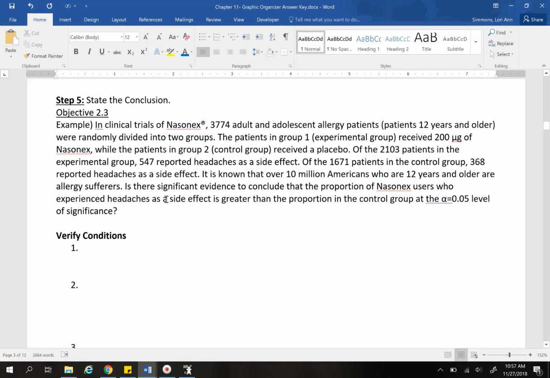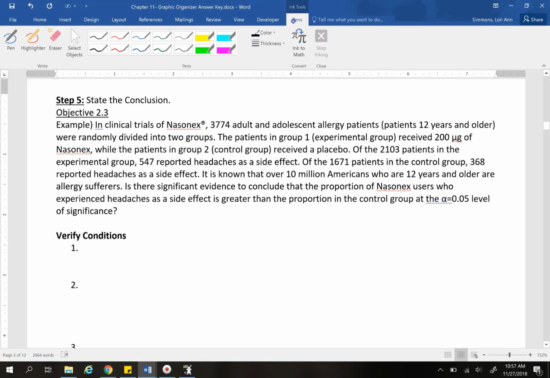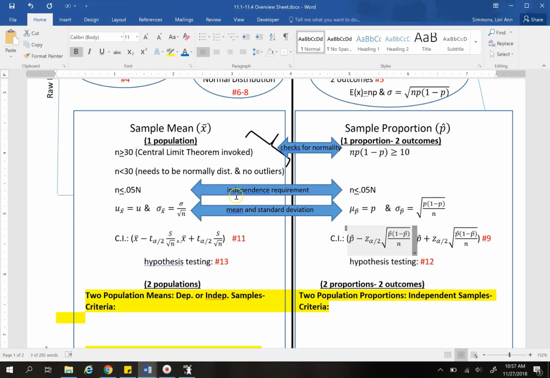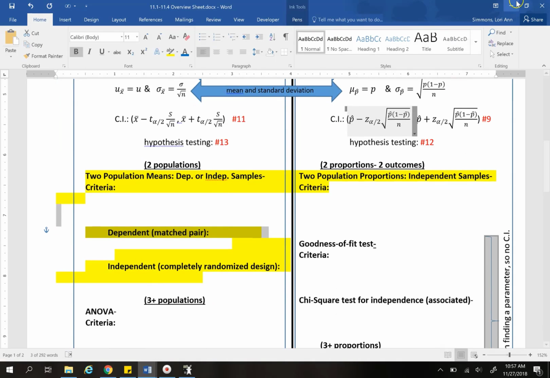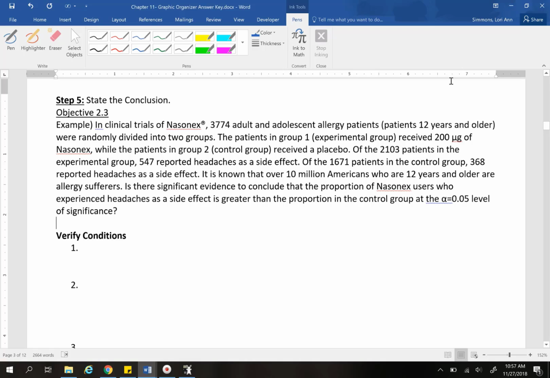Okay, so what I would do for all of these, now that we're getting into quantitative, qualitative, we have a whole bunch to choose from for 2 populations. It's a good practice to first determine, is this qualitative or quantitative? We're looking for proportion, so that's going to indicate qualitative.